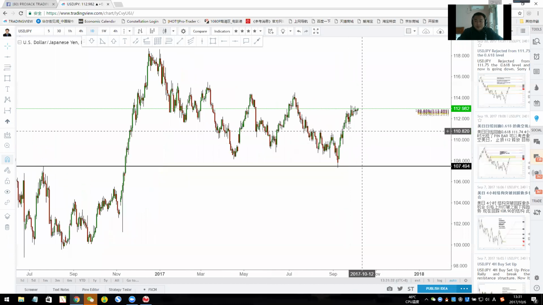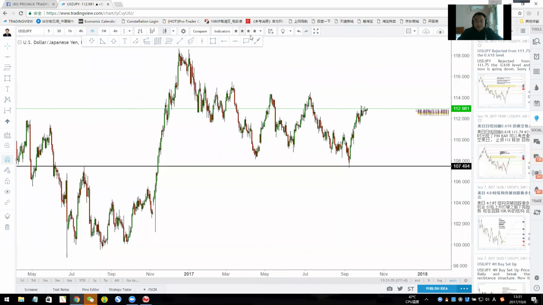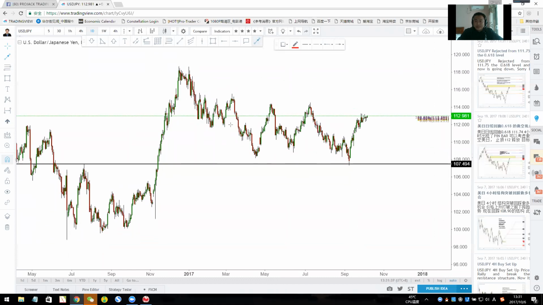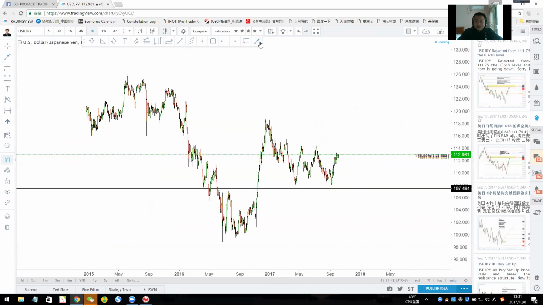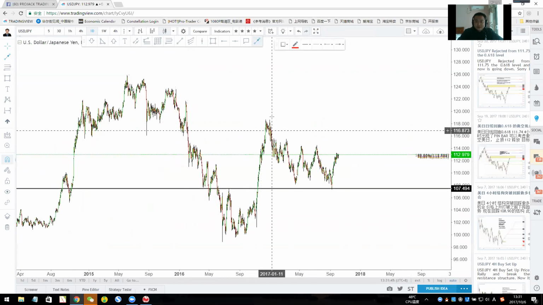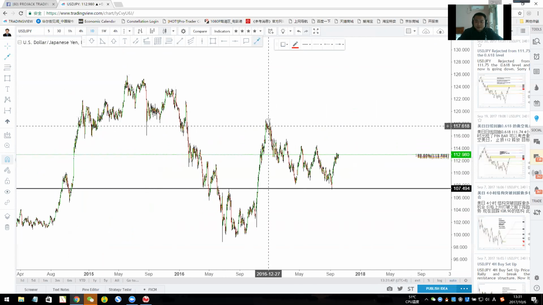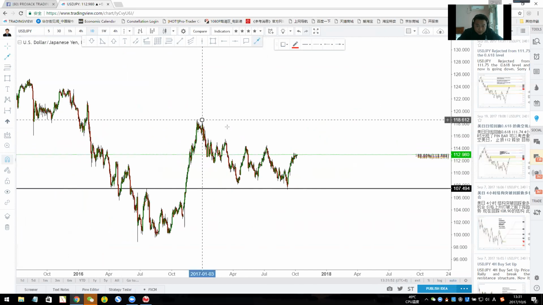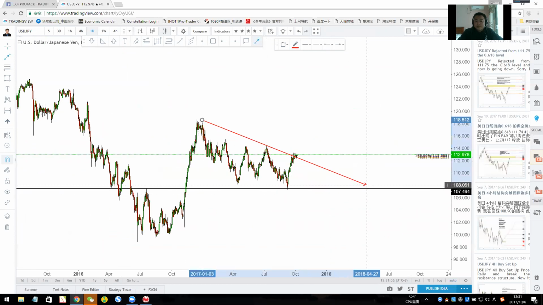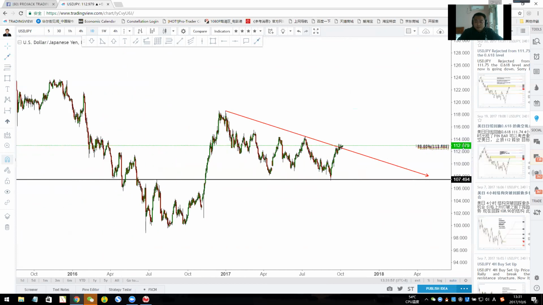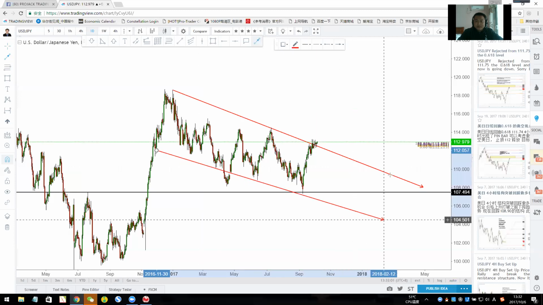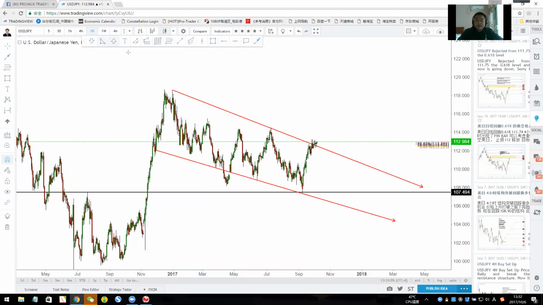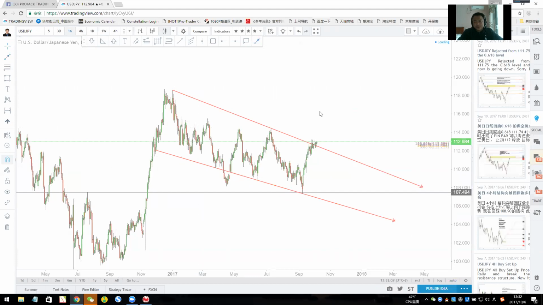So what I feel is that there's no reason for you to sell dollar yen, because you can see here the long-term downtrend channel is broken. Let's draw it. You can see here the trend line is broken. So when this channel is broken, it may tell you the dollar yen may still go up. So the question is when you should go in to buy.